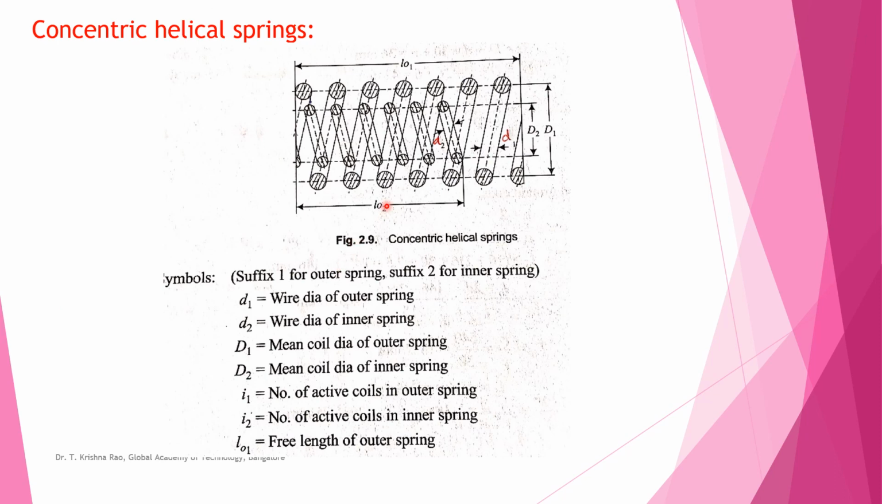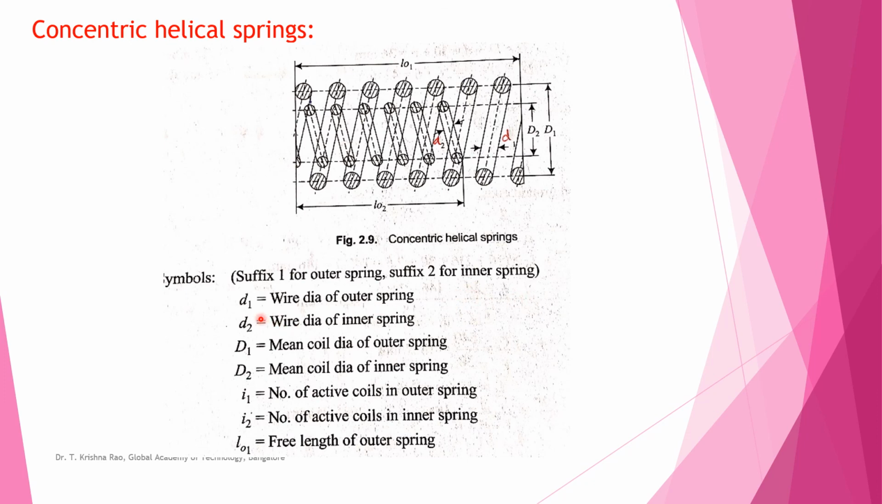Then helical springs, where 2 springs are there, one inside the other, are called concentric springs. We have seen in some of the high-end motorcycles, rear shock absorbers, there are two springs put on the shock absorber. 2 springs having the same center are called concentric springs. All outside spring dimensions we use suffix 1. Inside spring, inner spring we use suffix 2.